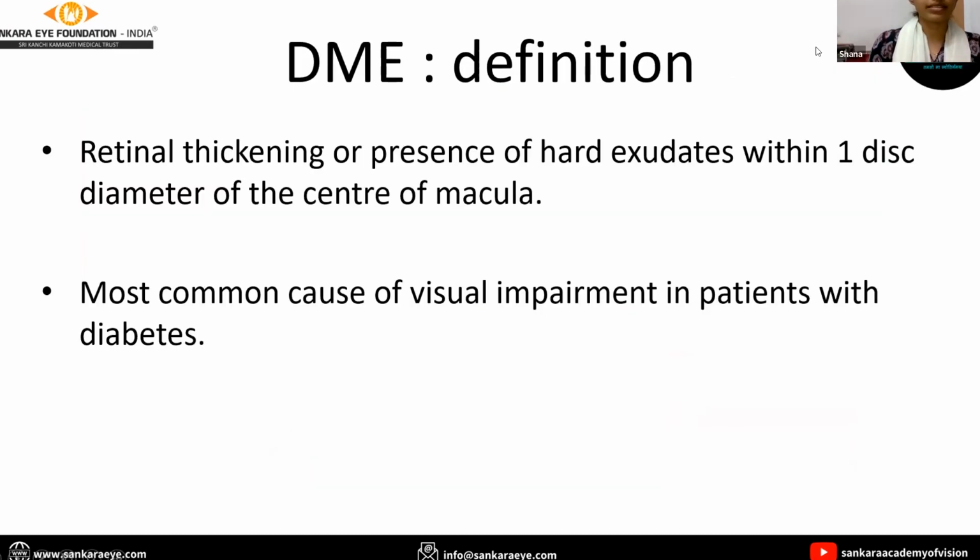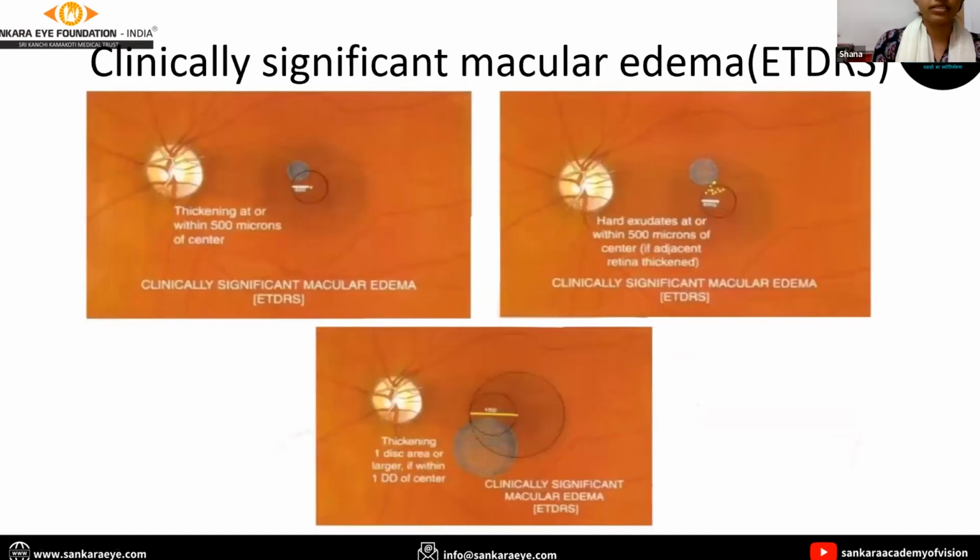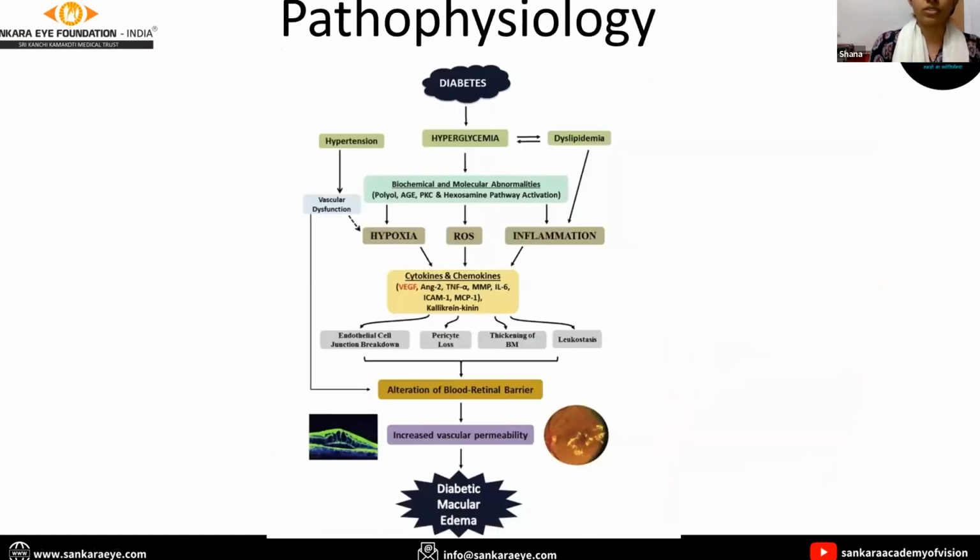Diabetic macular edema is retinal thickening or presence of hard exudates within one disc diameter of the center of the macula. It is the most common cause of visual loss in diabetic patients. CSME is defined as thickening within 500 microns of the center, or hard exudates within 500 microns of the center if the adjacent retina is thickened, or thickening of one disc area if it is coming within one disc diameter of the center.